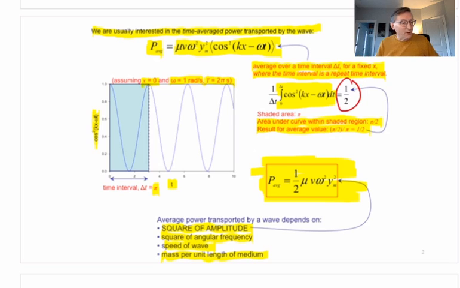Okay, so that's a result that we will want to be able to use. Just that result in the box. And to just know what determines the average power of a sinusoidal traveling wave.